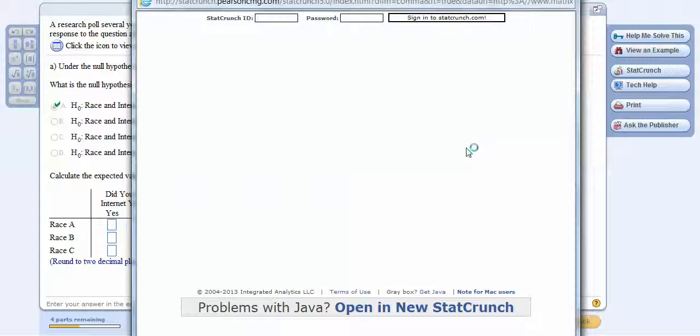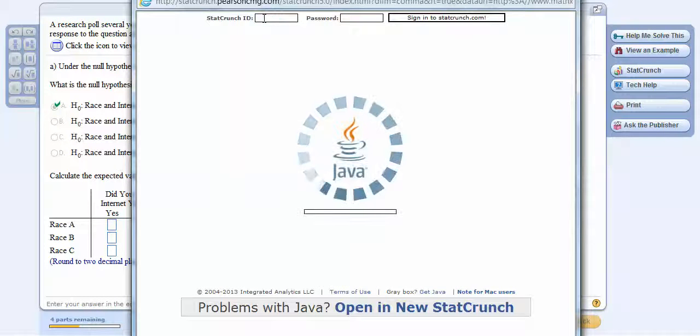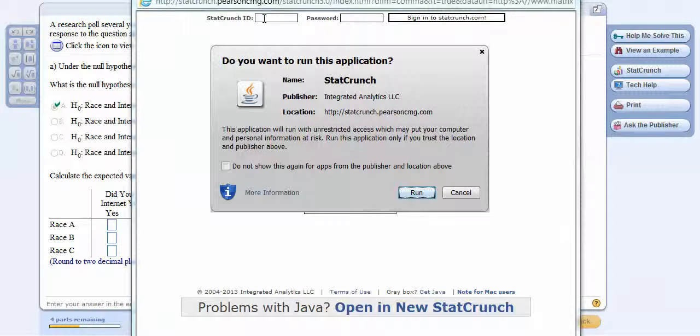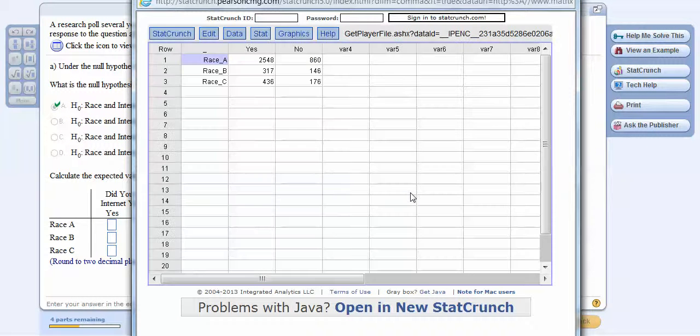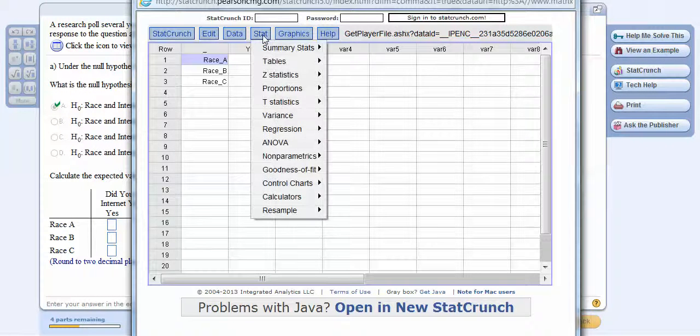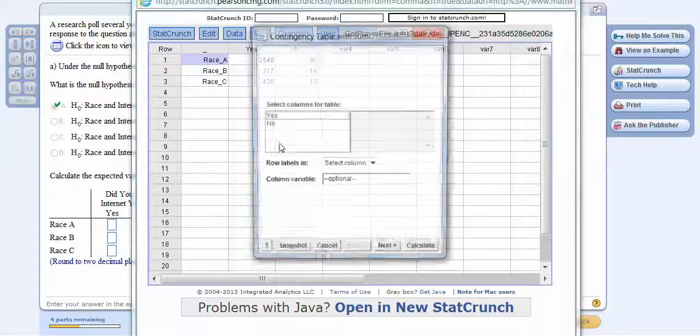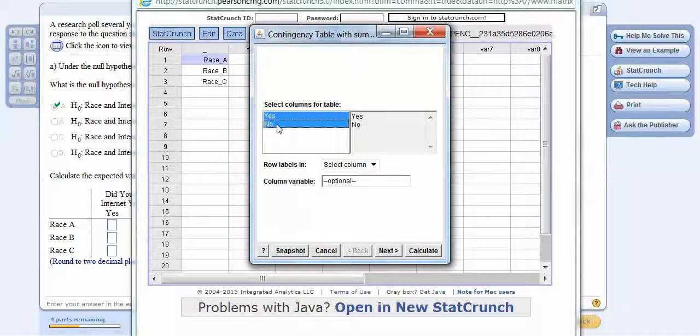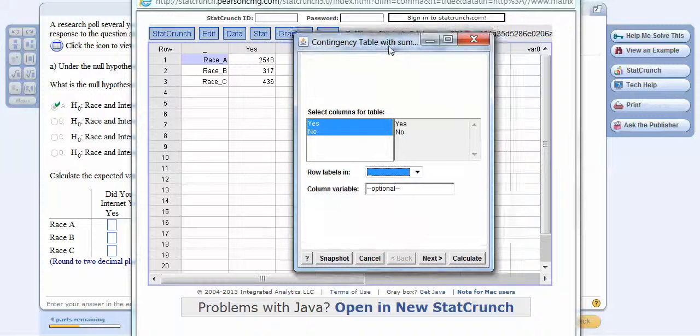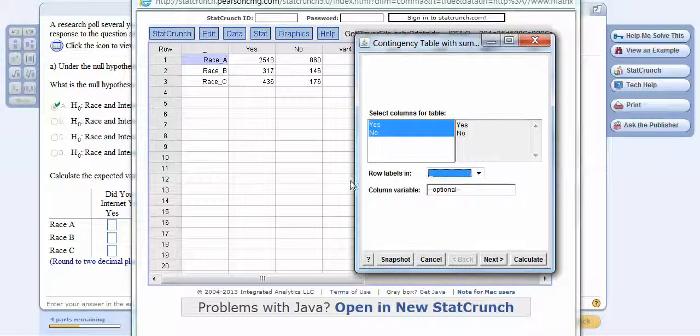Okay, and then it'll come in just like you've had before. Just take a minute to launch here. And it'll come in just like the table. And as we did before, we're going to go Stat, Tables, Contingency, with Summary. We're going to identify the columns. This is the older version of StatCrunch in case it looks different from what you usually see. But it does the same thing. And then here's the row labels here.